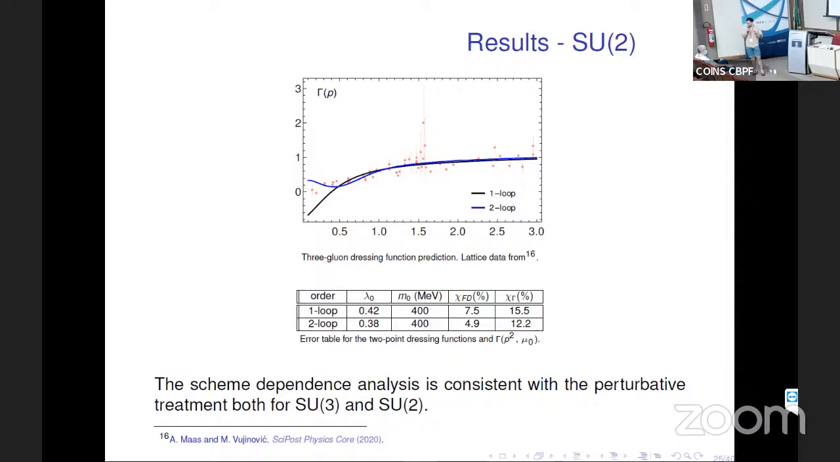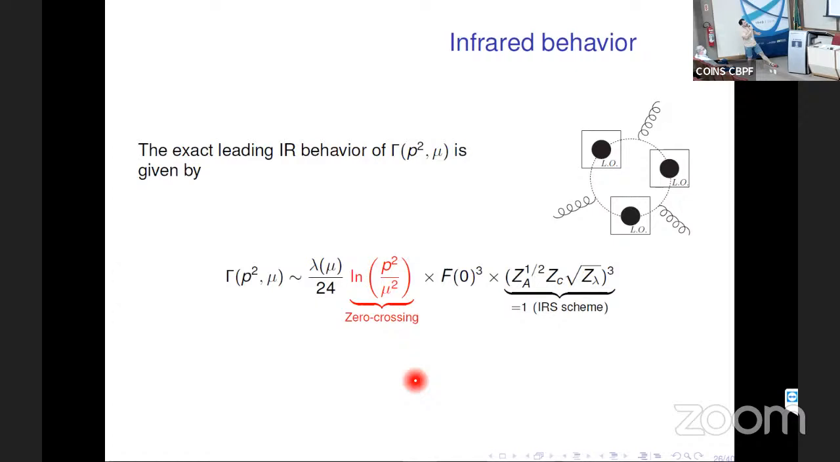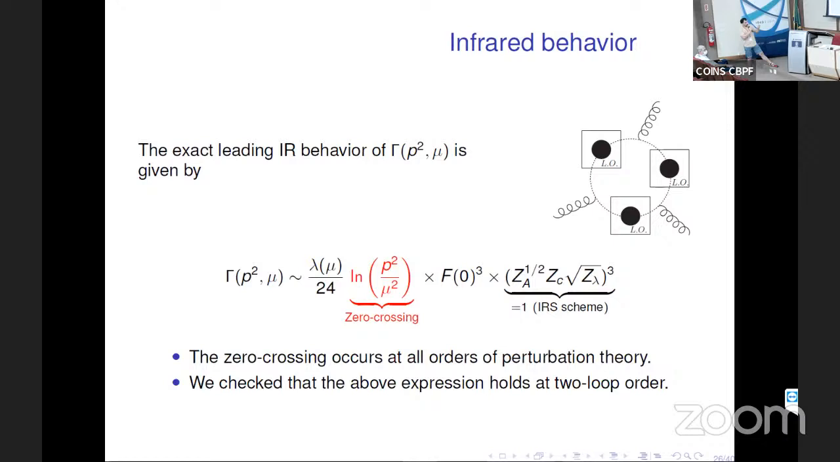So we can prove that the exact leading infrared behavior is given by this quantity here. I will not go into details, but the zero crossing is given by this logarithm here. And this is true for all the orders of perturbation theory. So this is an exact property of the Curci-Ferrari model, right? And we checked that this expression holds for our two loop expansion.